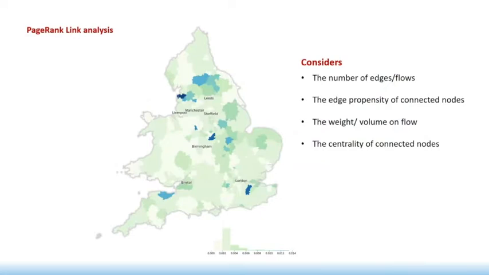But from all the graph measures, there is one that actually stands out the most, and it's the famous PageRank, which is an algorithm used by search engines, such as Google or Yahoo, to find the most relevant pages to a certain query. This iterative algorithm identifies the importance of a node based on the number of the flows, their propensity, the flow volume, and the importance of the connected nodes.